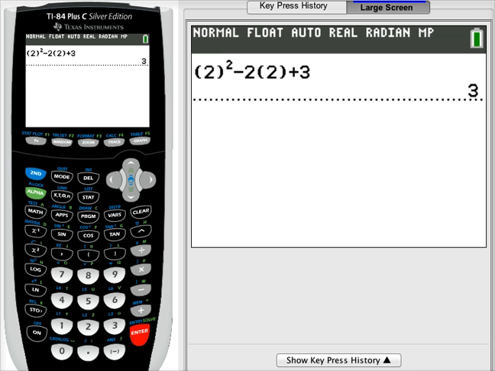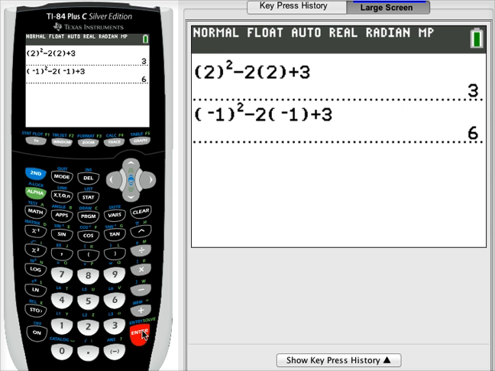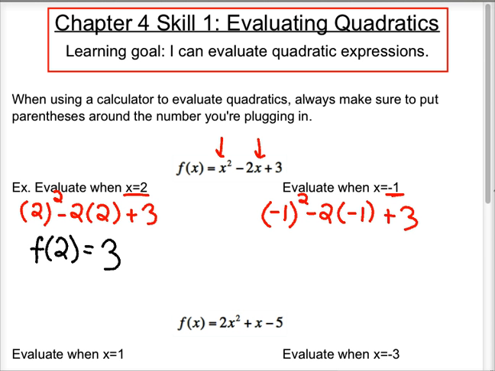So let's see what this one looks like. So parenthesis, -1 squared minus 2 times -1 plus 3. If you type it in exactly as is, you should get 6. So the answer, when I take that function and I put a -1 in it, I'm getting out 6 as my answer.